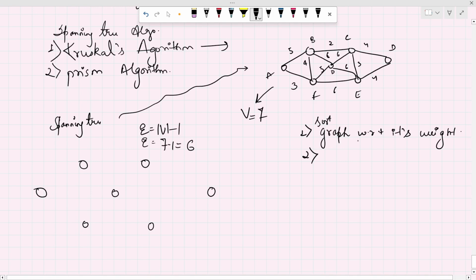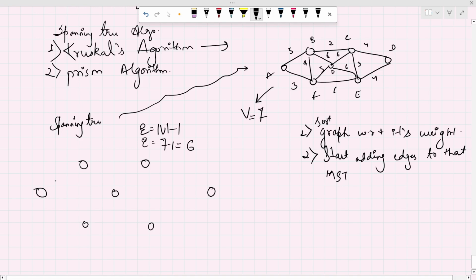What does that first point mean? Here you can see that from A to B and A to F, which is the shortest path? The shortest path is from A to F with weight 3. So definitely you have to do something with these two points. Now this is what the second point says: wherever you get a minimum weight, start adding edges to that and make a minimum spanning tree from those edges.